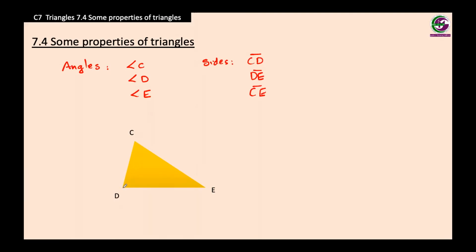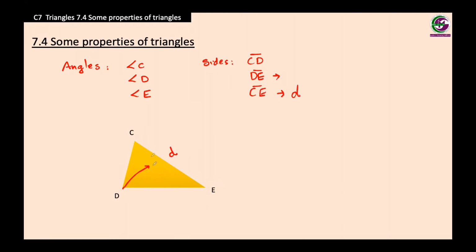At this vertex, the angle is D, and the side opposite to D is represented by small letter d. So this is another way of representing the sides of a triangle. How? One small letter. And which letter are we using? The letter of the angle which is opposite to that side will represent the side. For example, here CE is represented by the small letter d, but one letter only.